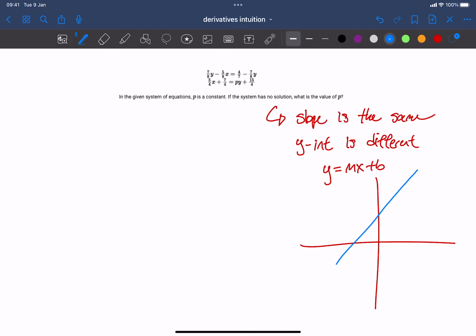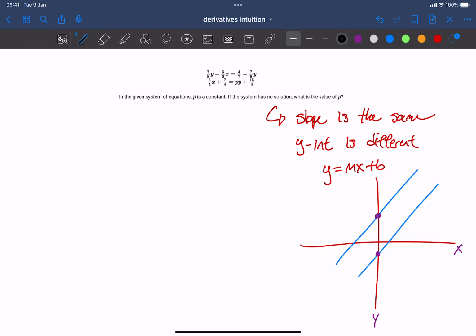So let's say we have a line here and a line here. And we can notice that the slope is the same. But notice how the y-intercept over here and over here is different. Over time, you'll see that they'll never touch because the slope is the same and the y-intercept is different. And because they run parallel, they won't touch. Okay, so let's move on to solving this question.